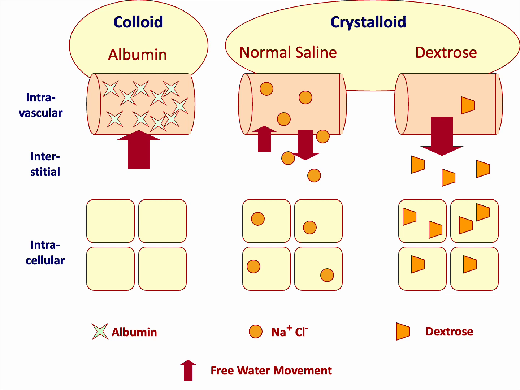So what we see basically in this summary graphic of this and the next slide is that depending on where you want your fluid to end up, albumin goes purely in the intravascular space and even draws fluid off of the interstitial spaces, saline is in equilibrium in all areas, and dextrose goes primarily to the interstitial and intracellular areas.